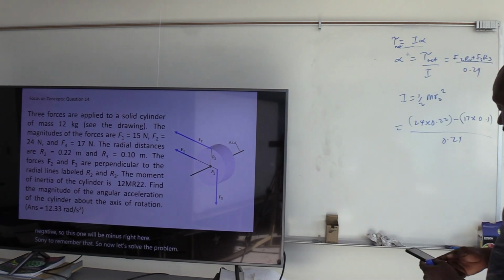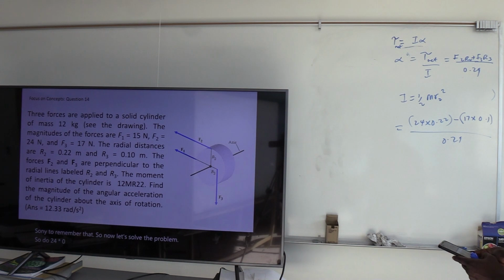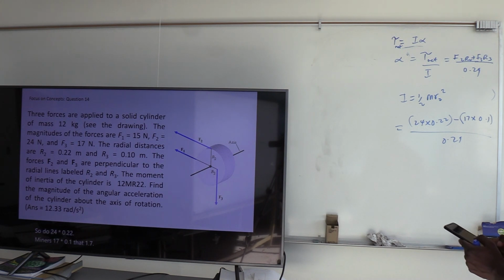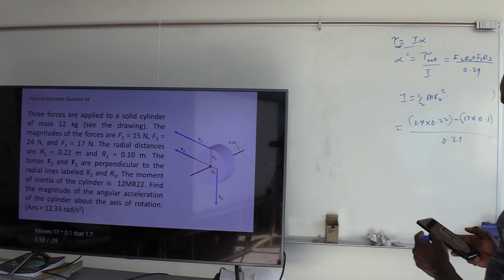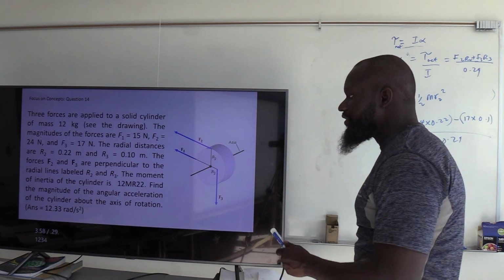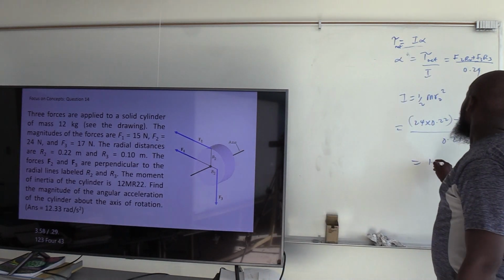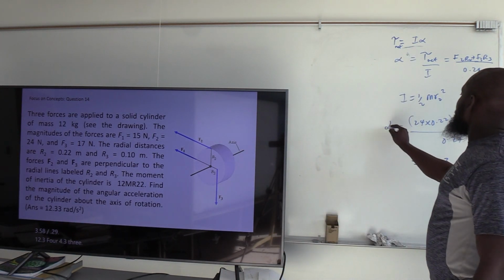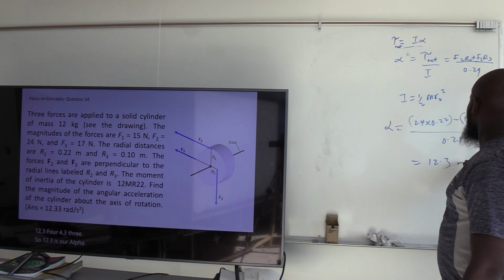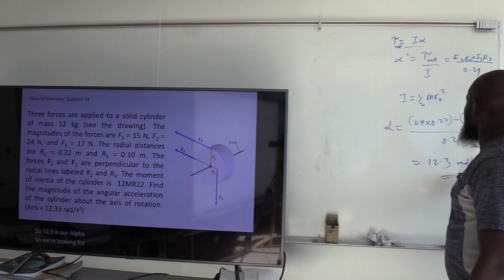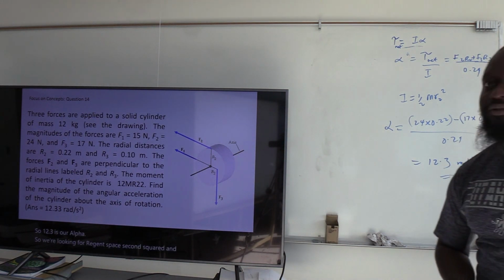So we do 24 times 0.22 minus 17 times 0.1, that's 1.7, 3.58 divided by 0.29, 12.344 or 12.3. So 12.3 is our alpha that we're looking for, in radians per second squared, and that solves the problem for us.